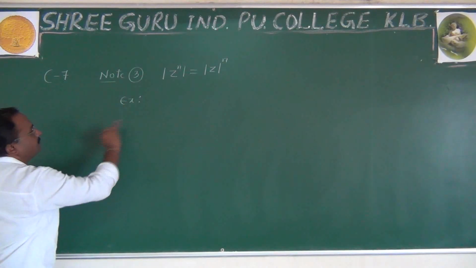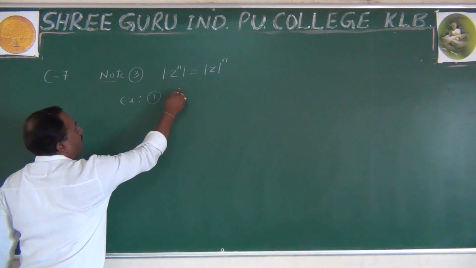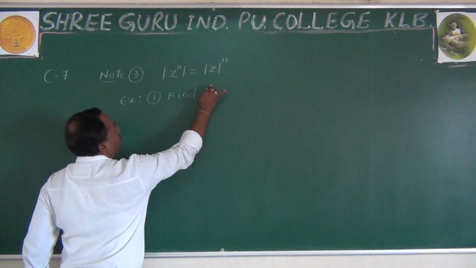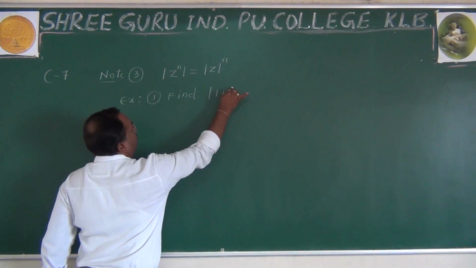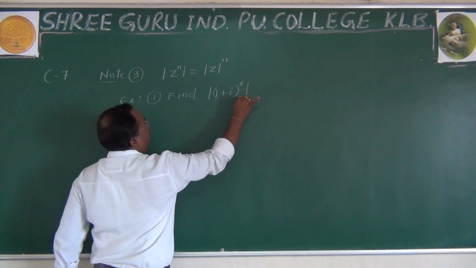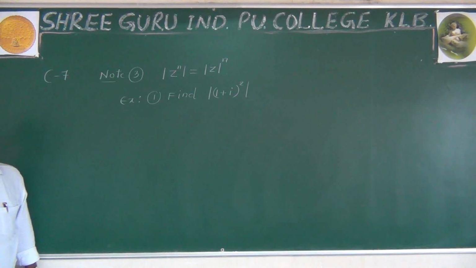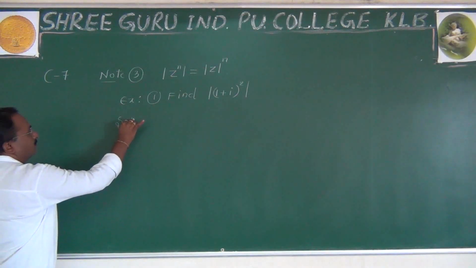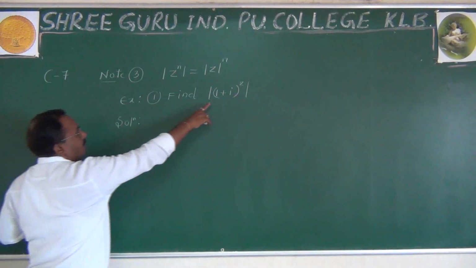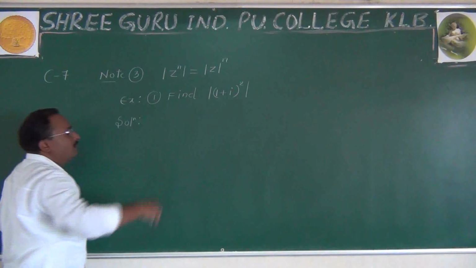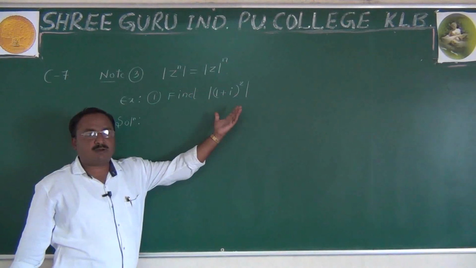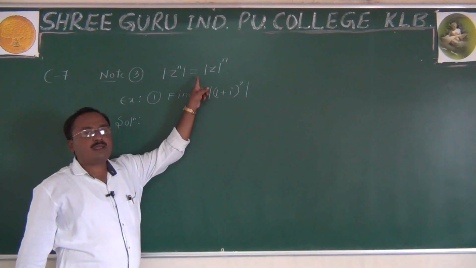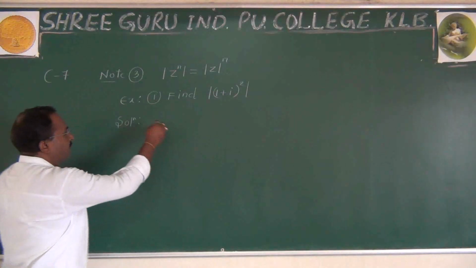For example, that is example 1, find the value of modulus of 1 plus i whole square. Solution. According to the note, this can be expressed. If you solve 1 plus i whole square by the (a plus b) formula, express and simplify, that is one method. Suppose the power increases; there, apply the square, take it outside.